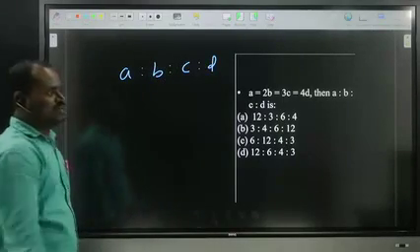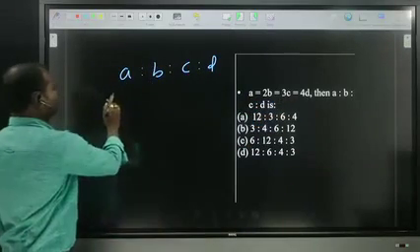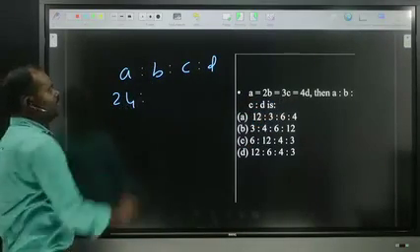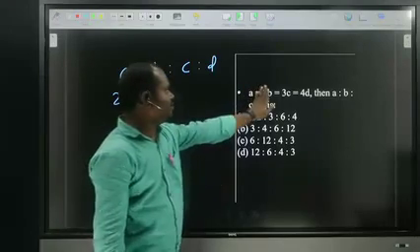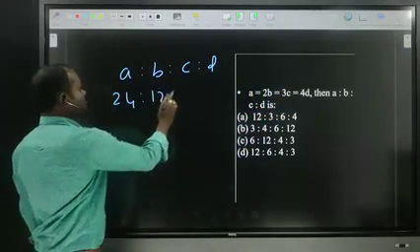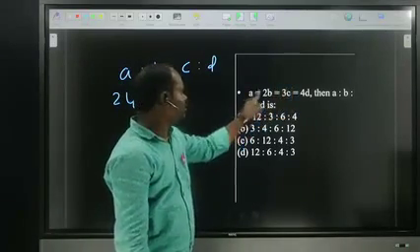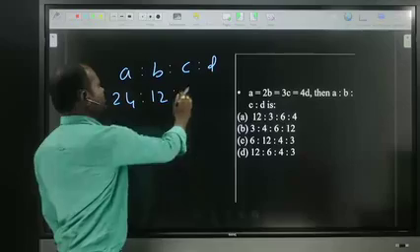First, when we require a, leave a. Remaining, 2 3s are 6, 6 4s are 24. When we require b, leave b. Remaining, 1 3s are 3, 3 4s are 12. When we require c, leave c. 1 2s are 2, 2 4s are 8.